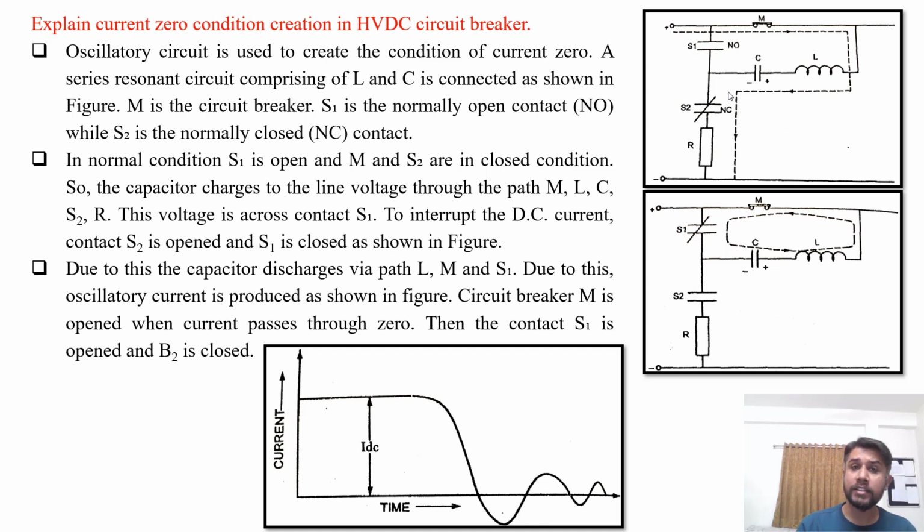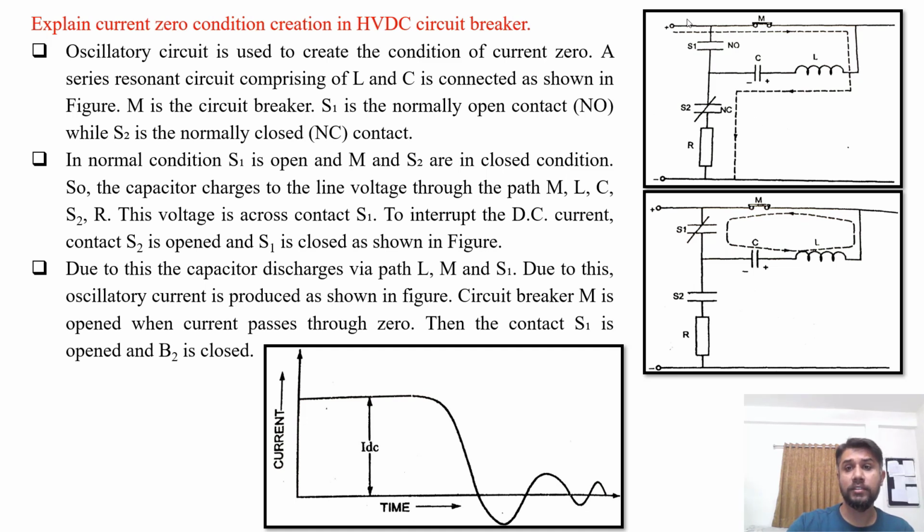So current is never flowing through natural zero, and actually no current zero instant is created naturally in HVDC circuit breaker. So in that case, an oscillatory circuit is used to create the condition of the current zero. A series resonance circuit comprising an inductor and capacitor is connected as shown in the figure.